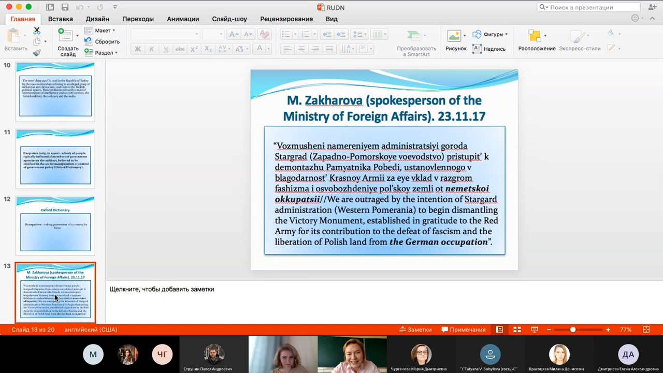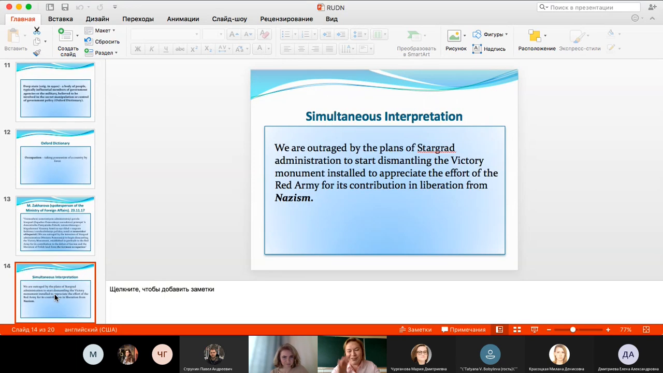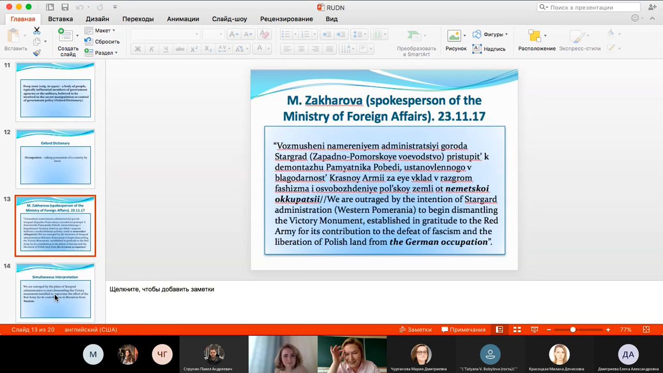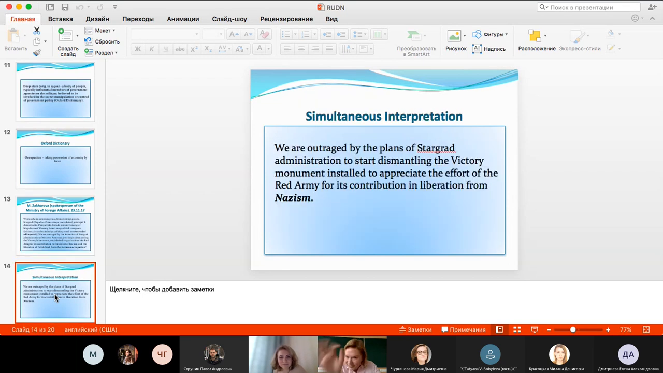This was not a translation. It was not the example of the simultaneous interpreting. It was just my translation of these words into English. Sorry. So this is the authentic translation. We are outraged by the plans of Stalingrad administration to start dismantling the Victory Monument, installed to appreciate the effort of the Red Army for its contribution and liberation from Nazis. That's it. And so this is why I have chosen this example from the corpus that I have compiled.